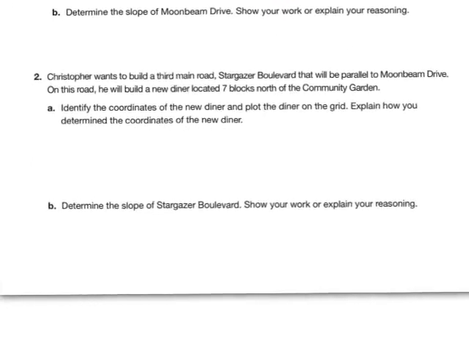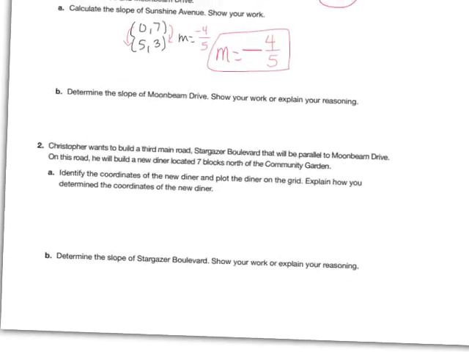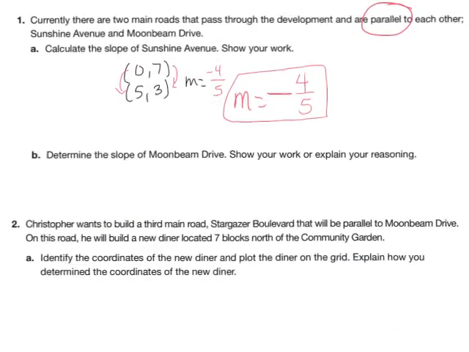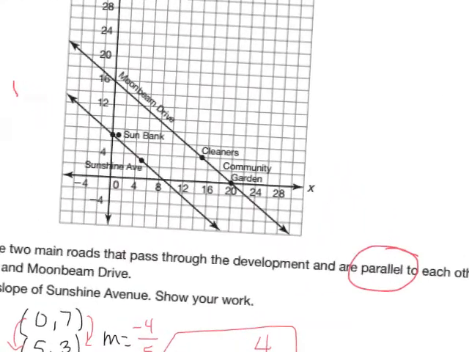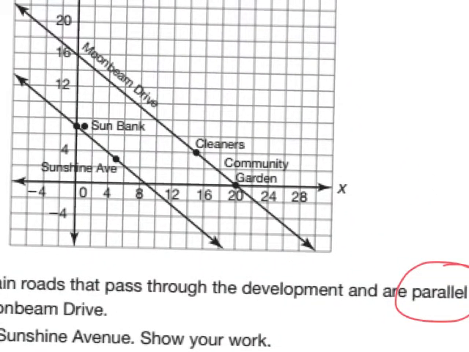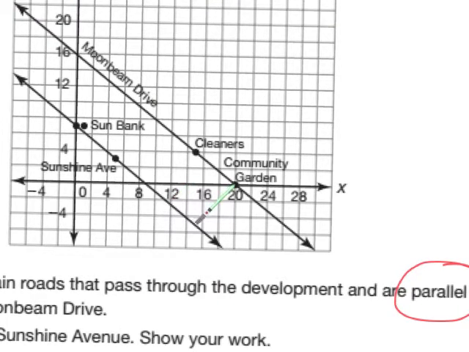Christopher wants to build a third road, and it's going to be parallel to Moonbeam. On this road, he built a new diner located 7 blocks north of the garden. All right, so we want to identify the coordinates. So 7 blocks north of the garden. Here is the garden right there, and he wants to go 7 blocks. So we have, here's 2, 4, 6, 7. So what coordinate is that?